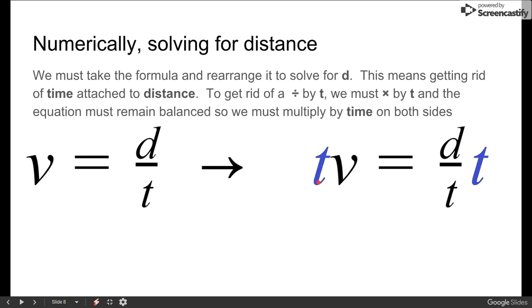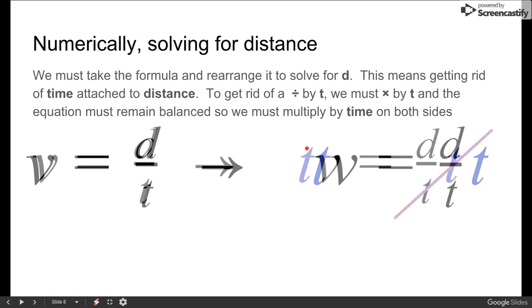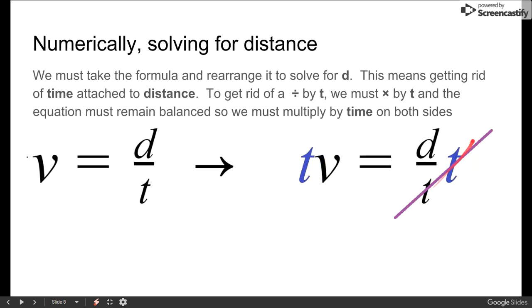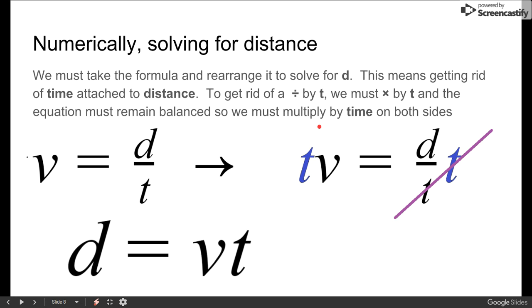Ty comes along, sits on this side of the teeter-totter. He will unbalance it. But if his twin brother, Tyrone, sits on the other side, it's balanced again. However, the whole point was to cancel out the t. So the multiplication of a time over time cancels out, and we are left with a solution of d is equal to v times t.